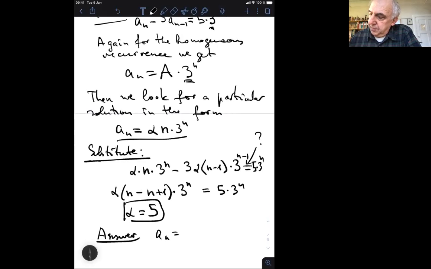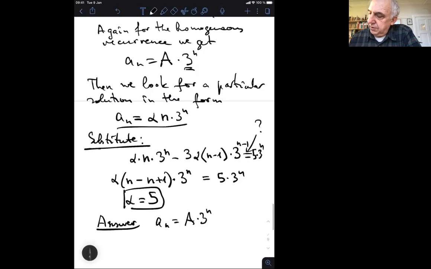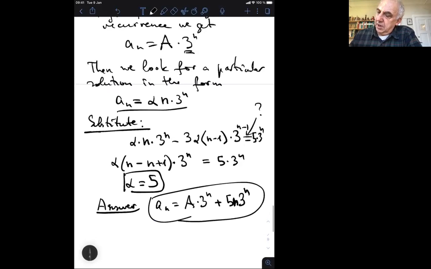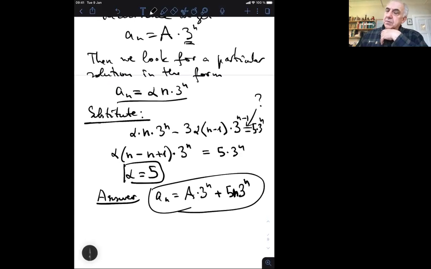And now here the general answer would be a_n is of the form some constant a times 3 power n, as we had before, plus 5 times 3 power n. Sorry, I forgot n here, of course. 5n 3 power n. So this would be our one parametric family of solutions, and then again, given some specific boundary condition, we'll get what we want. Okay.